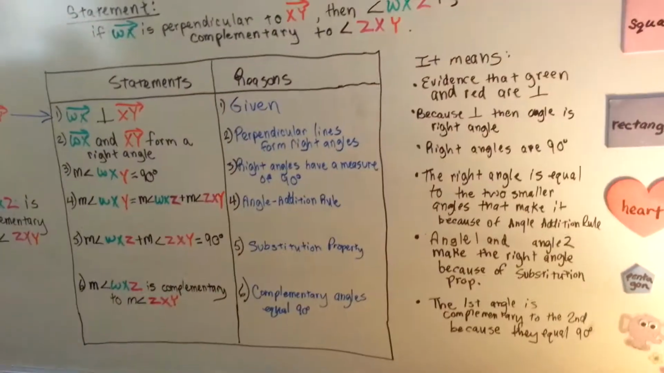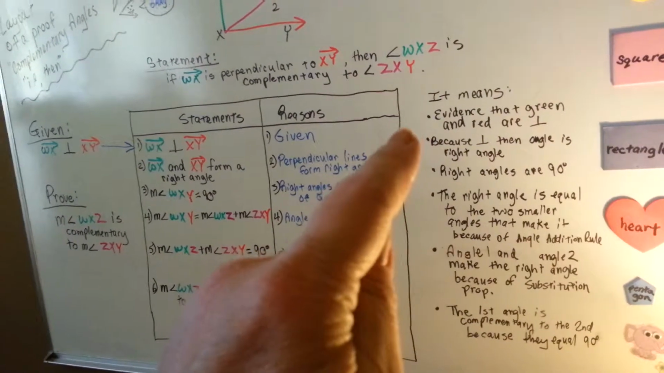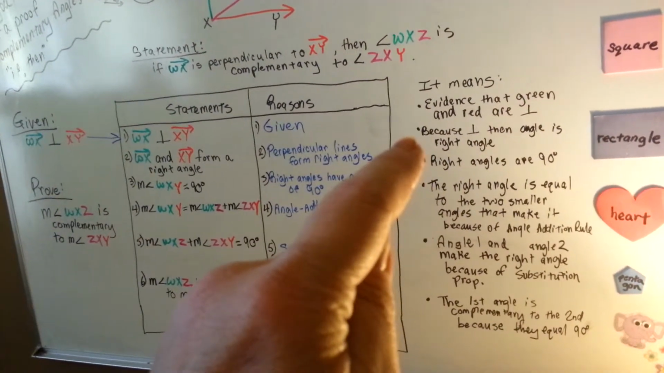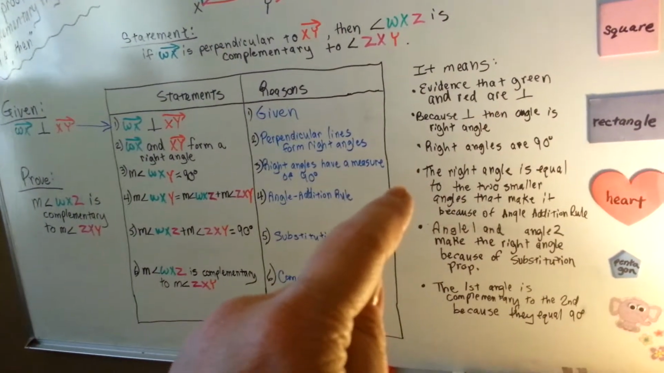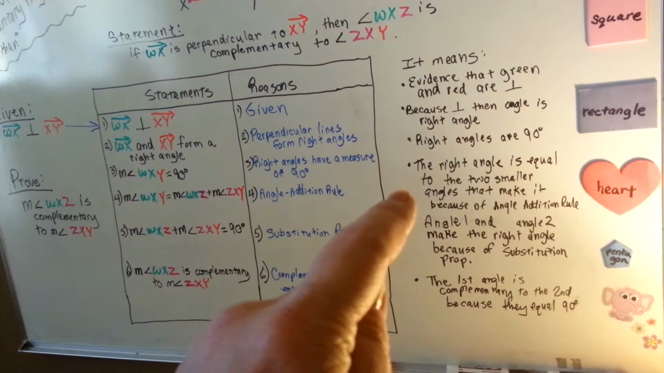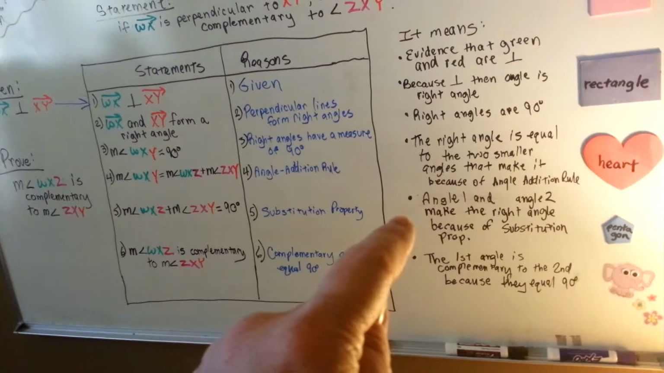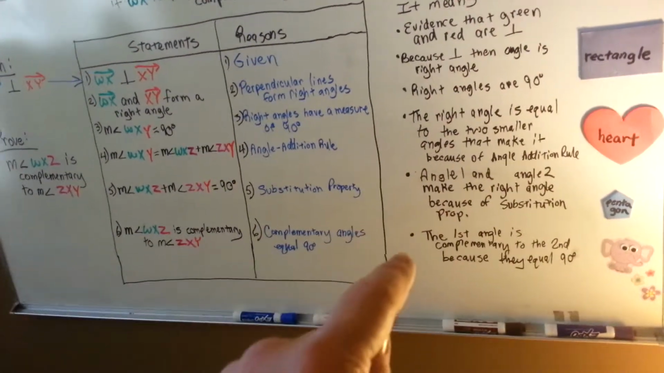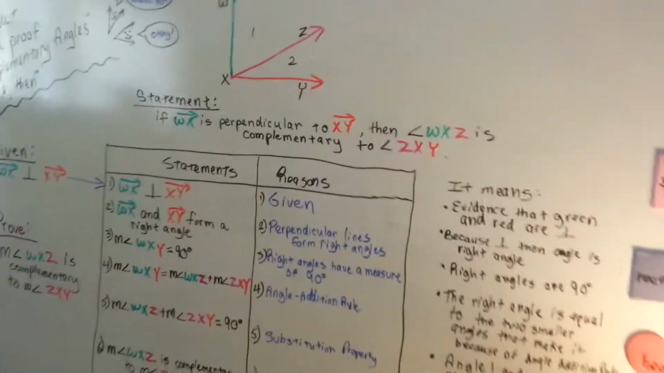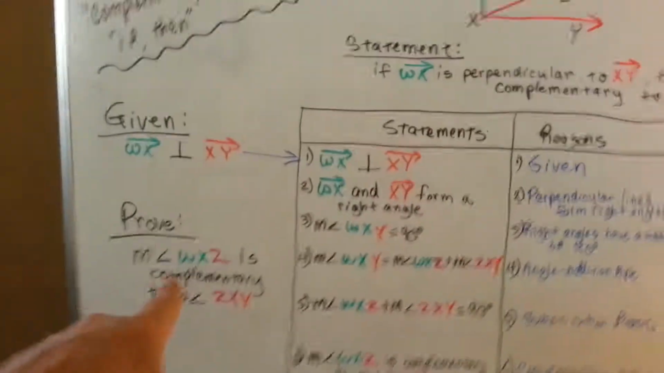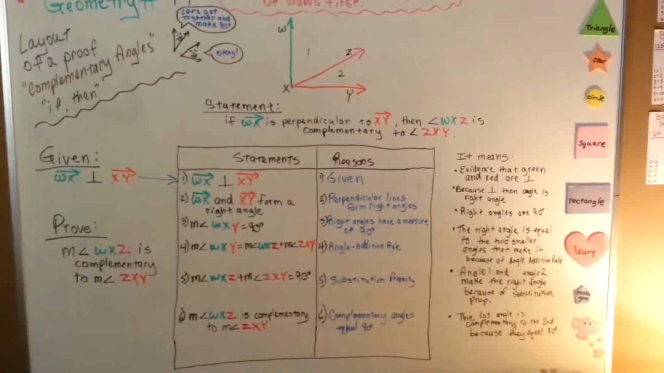So, to reiterate, it means that we had evidence that the green and the red one are perpendicular, because perpendicular on the angle is a right angle. Right angles are 90 degrees. The right angle is equal to two smaller angles that make it because of the angle addition rule. Angle 1 and angle 2 make the right angle because of the substitution property. The first angle is complementary to the second because they equal 90. So we have now proven what we were trying to prove, and we did it with an if-then, which is called a conditional statement.